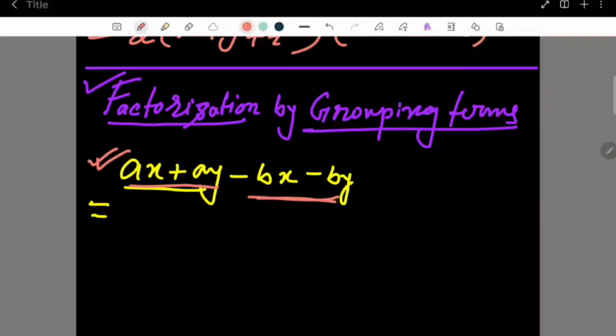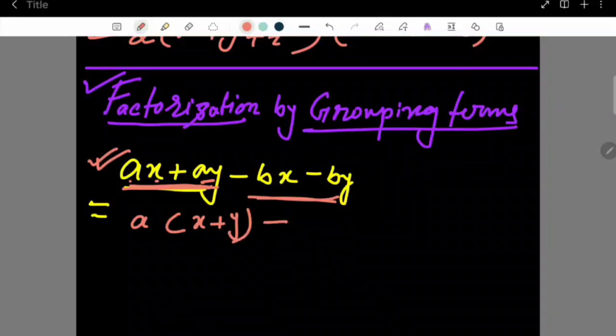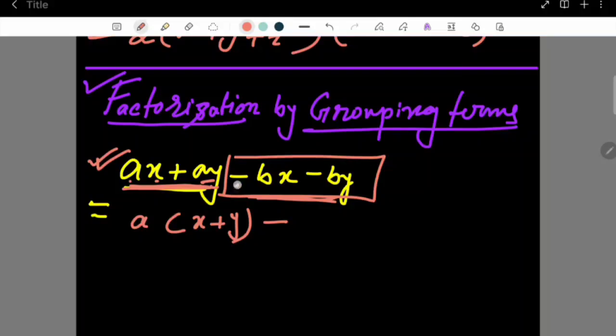At first we will take common. Suppose we are taking common from here, a. See, ax and ay are there, so a is common. So here the remaining thing is x and here the remaining thing is y. Now from these last two terms, what can be taken common? As this sign is negative, we will give a negative sign here.